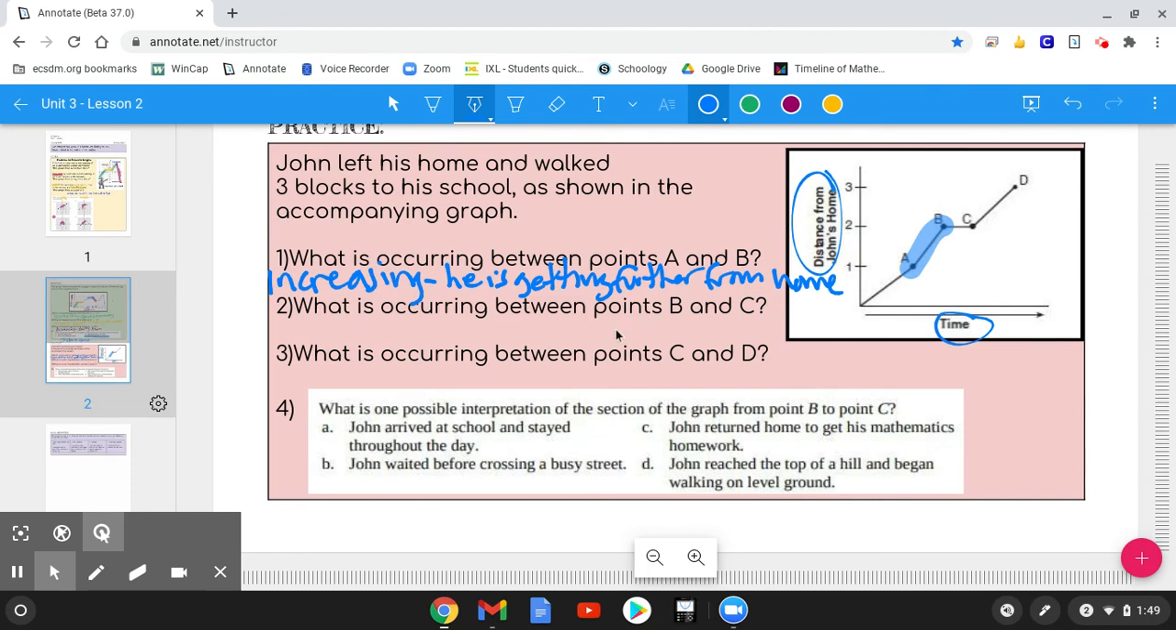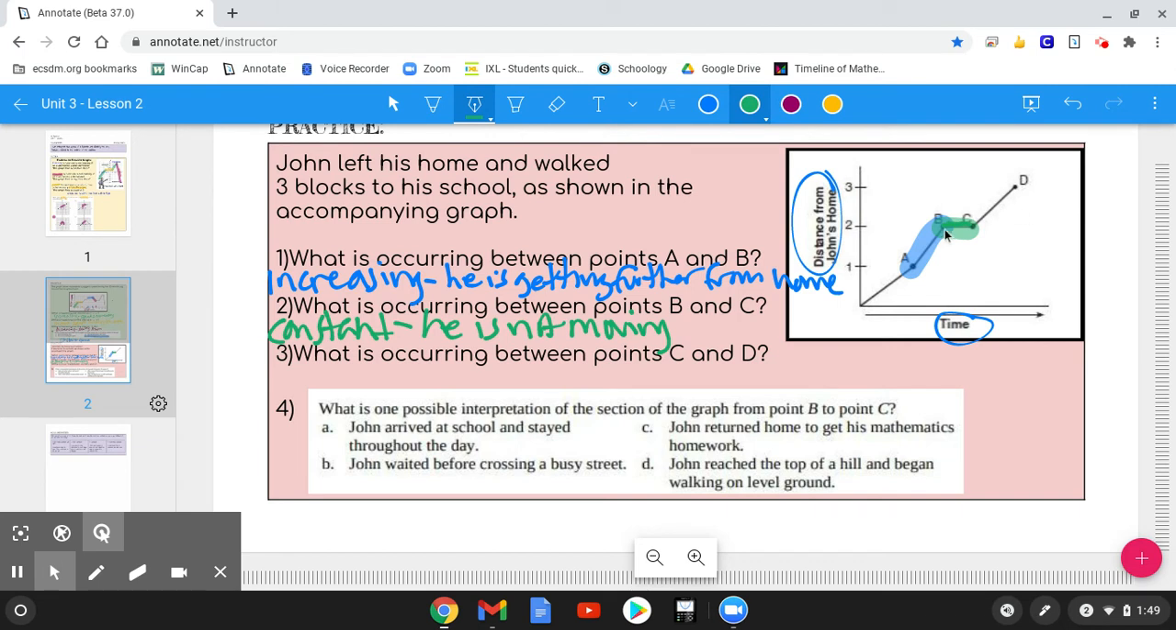What is occurring between points B and C? B and C, what's happening on the graph? Increasing, decreasing, or constant? I notice that's a constant. It's not increasing nor decreasing. And we're comparing distance and time. That means the distance is staying the same. It's staying at 2. So what would that mean if the distance is not changing?